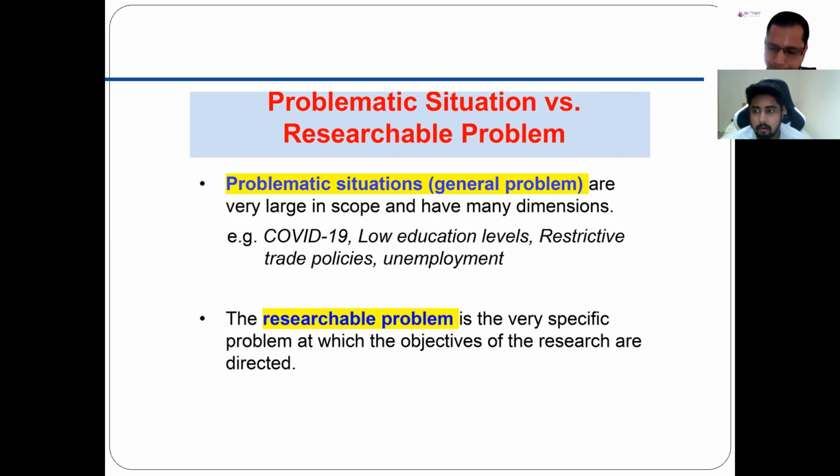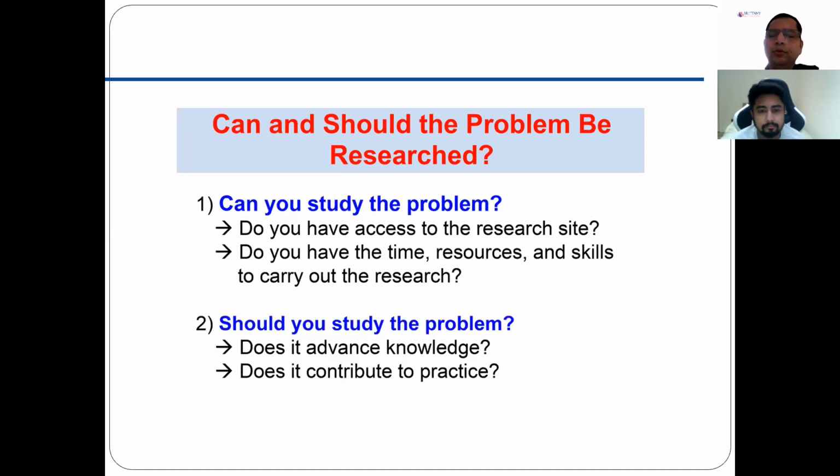Yeah. Right. Now, when you have this problem, you need to answer these questions. Can you study the problem, or can you do research on this problem? Do you have access to the research site? Do you have time, resources, and skills to carry out the research? The second question you need to answer is, should you study the problem? Does it advance your knowledge? Does it contribute to practice? You see, these are the questions I think we have already discussed and got the answers to now.